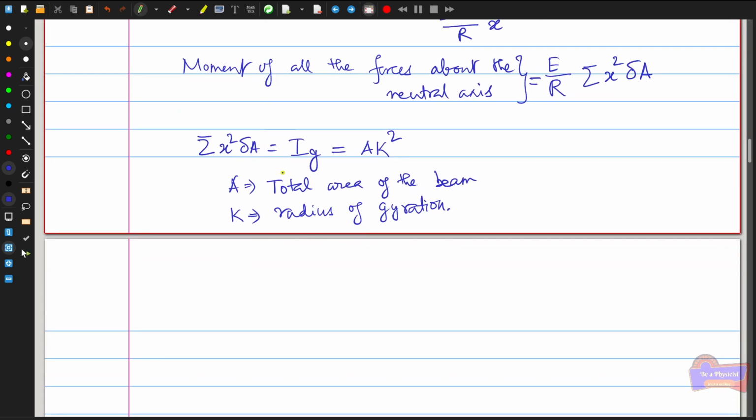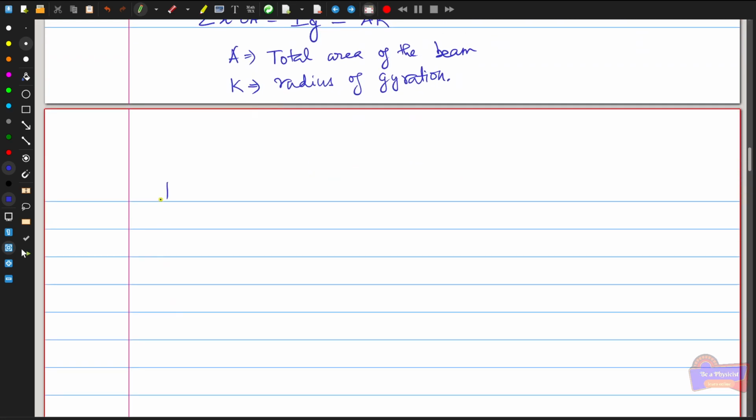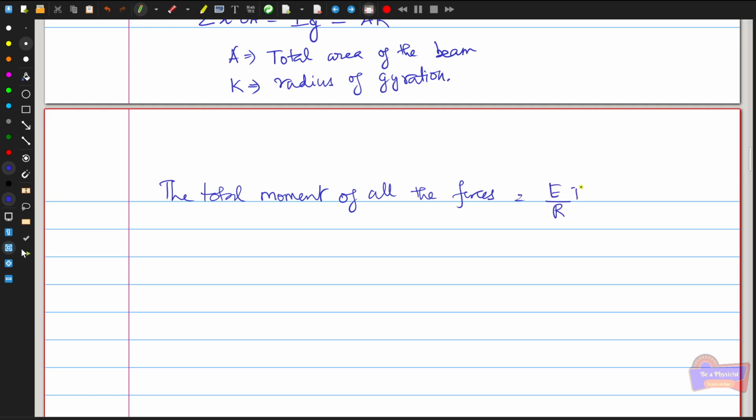Therefore, I can write the total moment of all the forces about the neutral axis, substituting the summation of x squared delta A with A K squared, as E divided by R times Ig, or E times A K squared divided by R. Okay, so this Ig actually depends upon the dimensions of the beam which we are using.